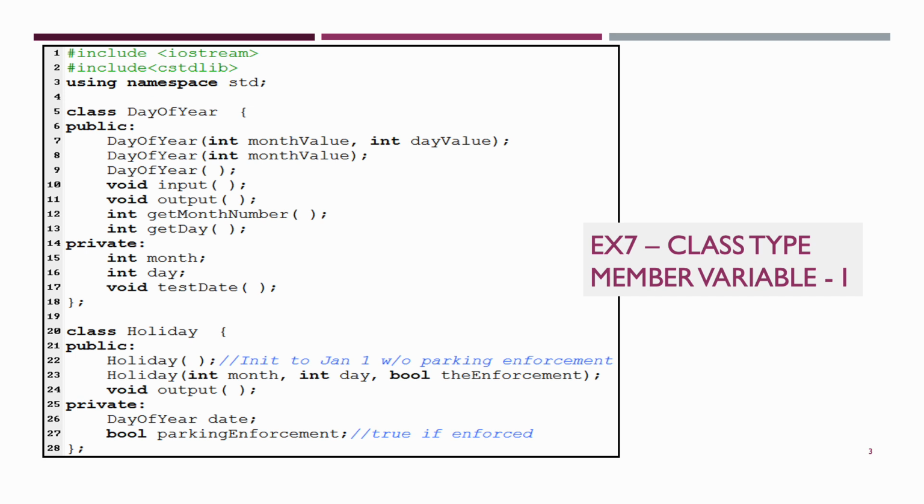Now inside the holiday class, we have public members. This represents a holiday, and it contains a day of year object as a member variable, and a name and date. This demonstrates a key object-oriented programming concept, which is composition.